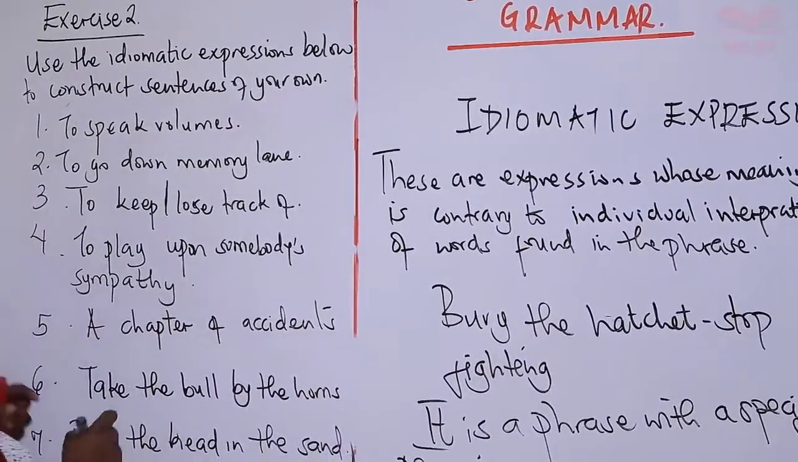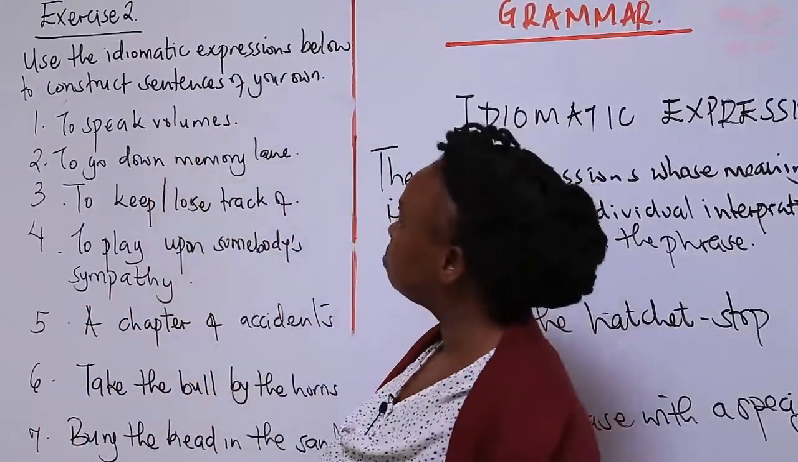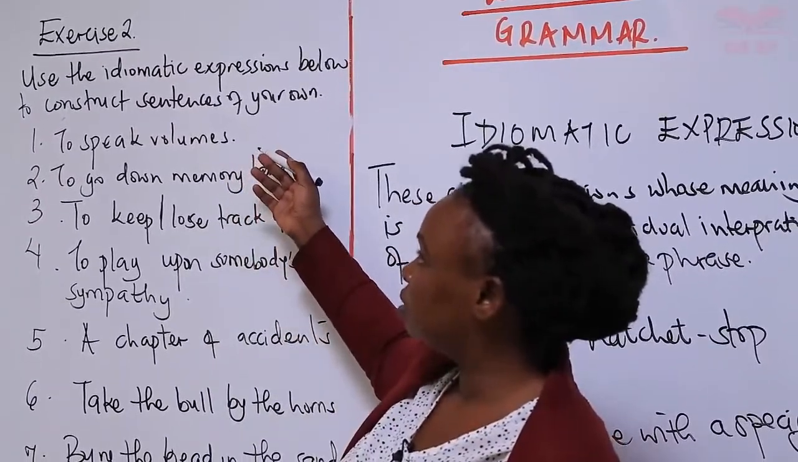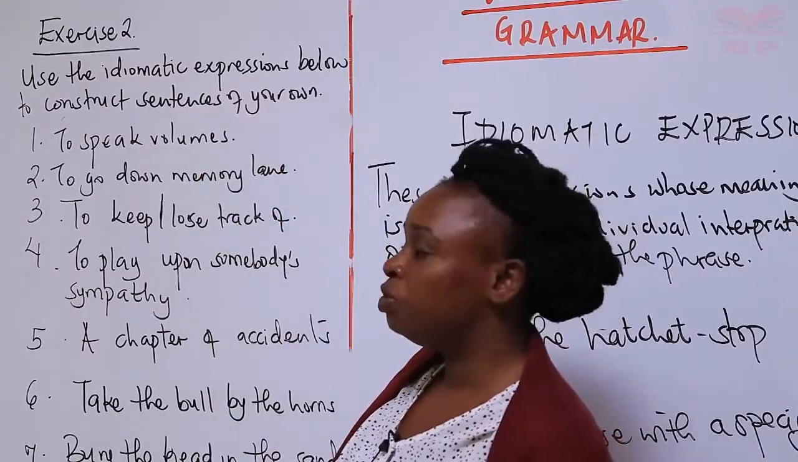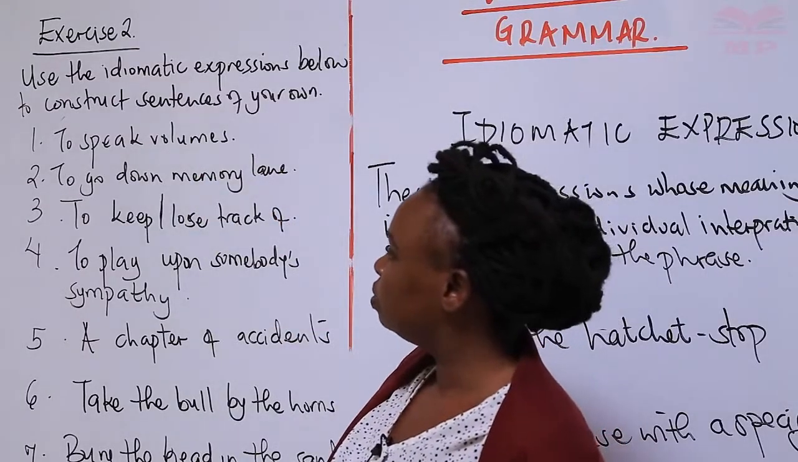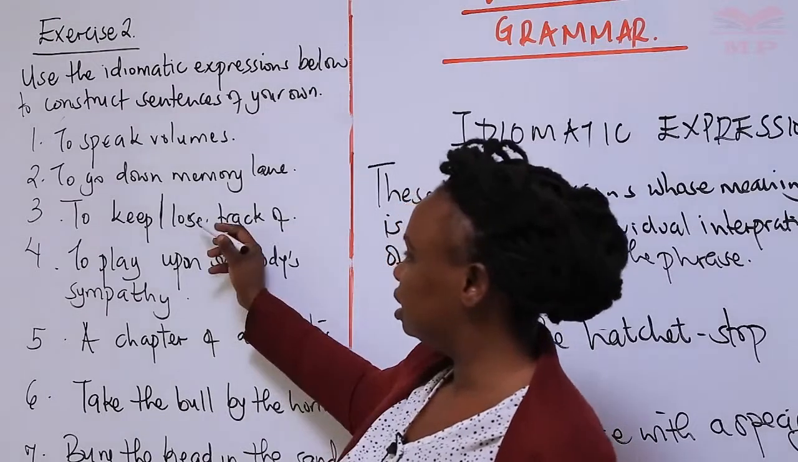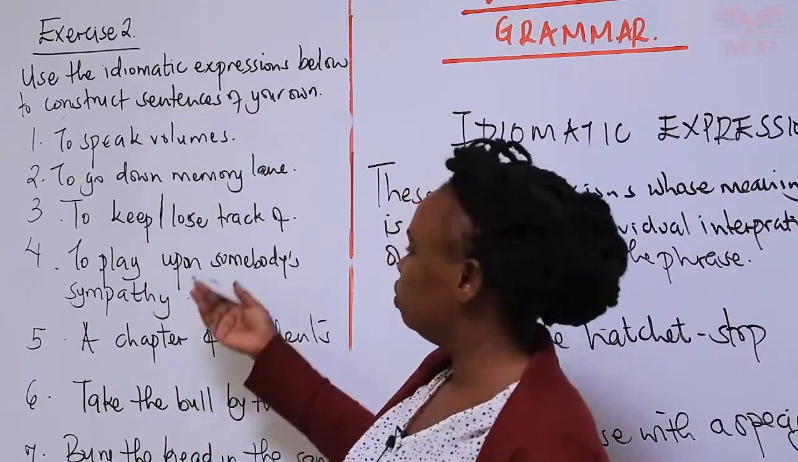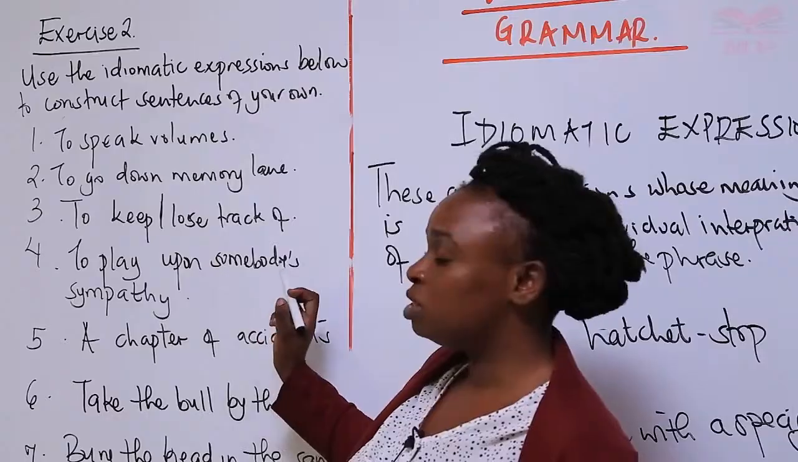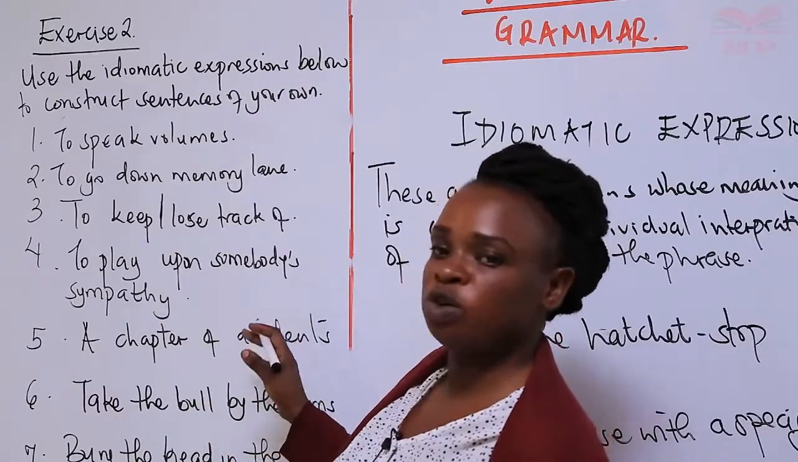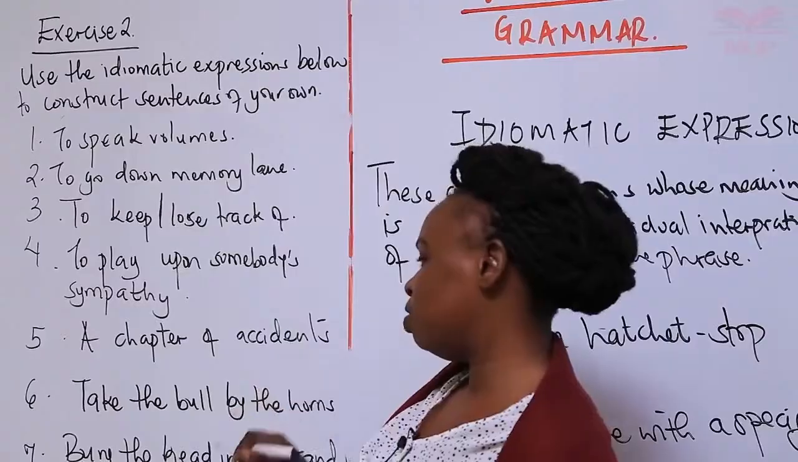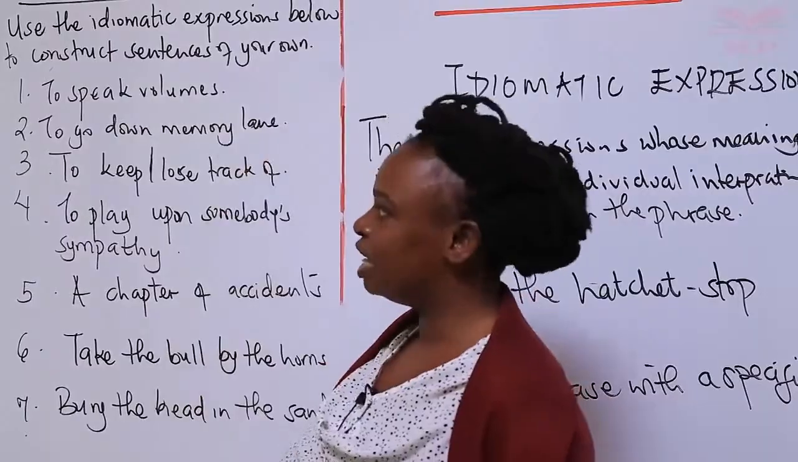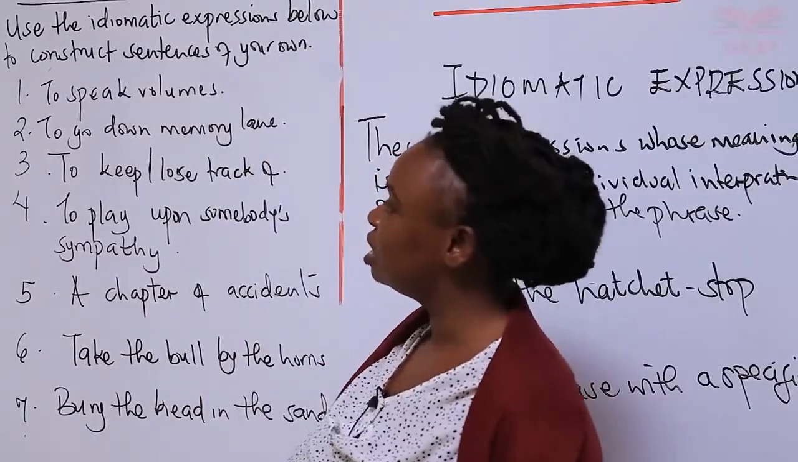So in exercise 2, use the idiomatic expressions below to construct sentences of your own. So the question, sentence 1 is to speak volume, so you use that, all right? Number 2, to go down memory lane. Number 3, keep or lose track of. You can use either to keep track of or you can use either to lose track of. Number 4, to play upon somebody's sympathy. Number 5, a chapter of accidents. Number 6, take the bull by the horns. Number 7, bury the head in the sand. So use all of them to construct sentences of your own.